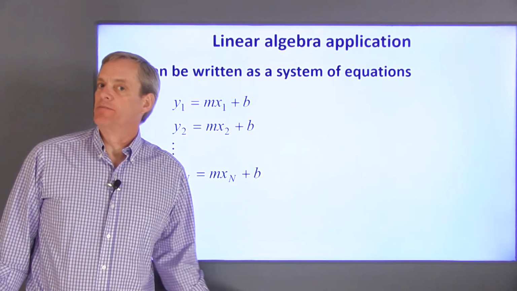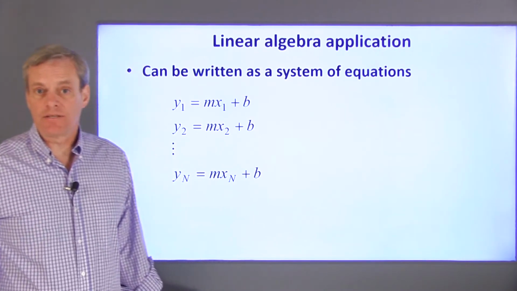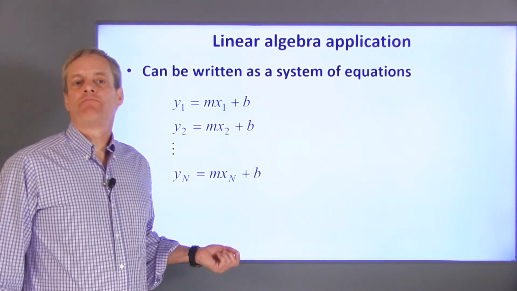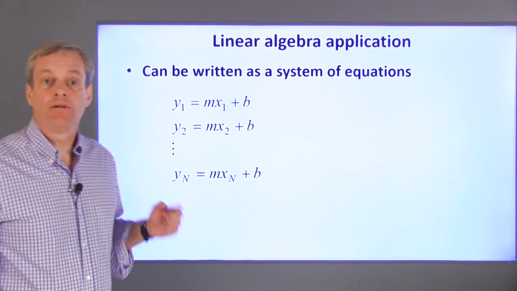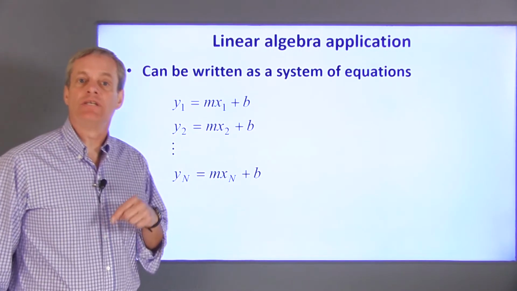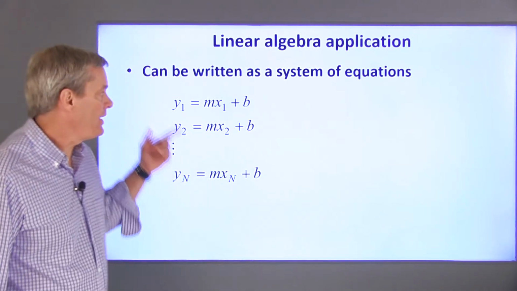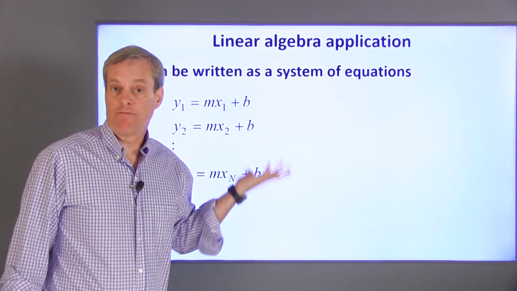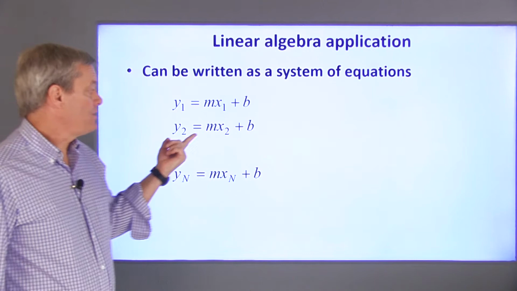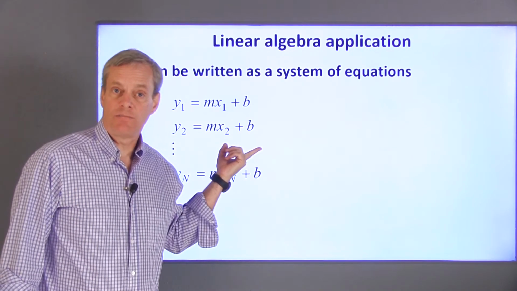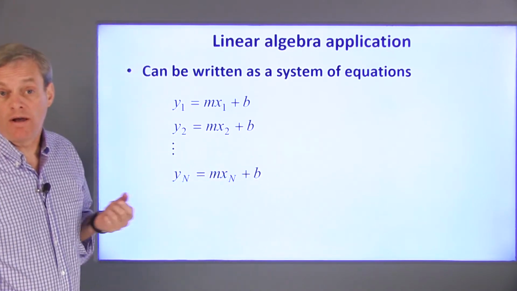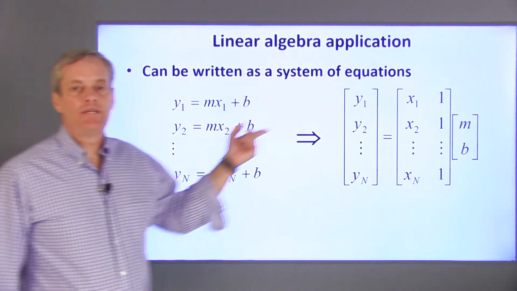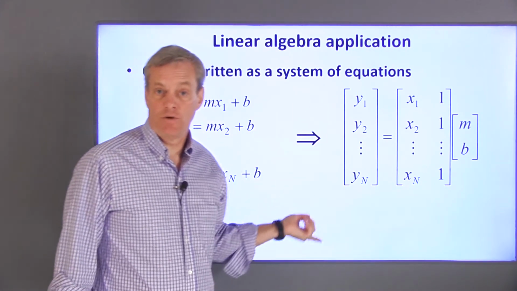Now I'll talk a little bit about using Matlab to do this process. Remember that we have a bunch of pairs of xy data. If we plug each of these pairs of values into the equation of the straight line, we get y1 is equal to m times x1 plus b for the first pair of data points, y2 is equal to m times x2 plus b for the second pair, and so on. This set of equations can be written in matrix form as shown here.